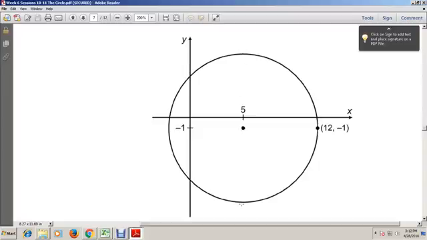Okay, so lastly, the point directly below the circle is actually the point 5 and negative 7. So to make 7 units from -1, we have to add 7 units. So this should be -8. So let me correct that. This should be -8. This is (5, -8), this point here.